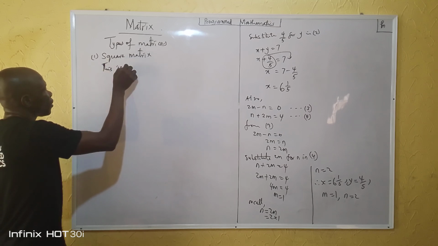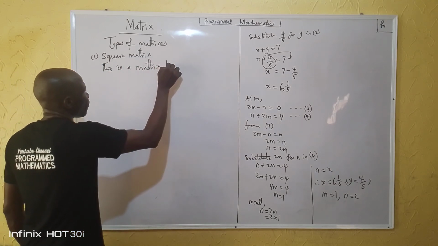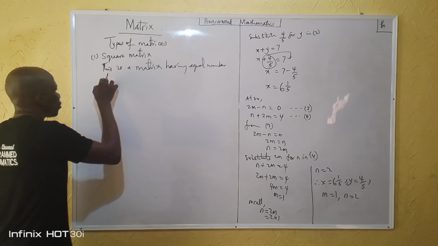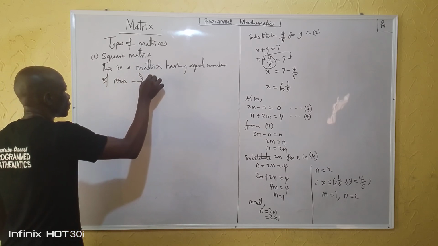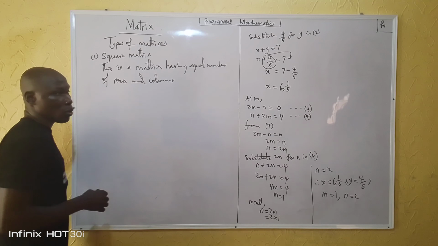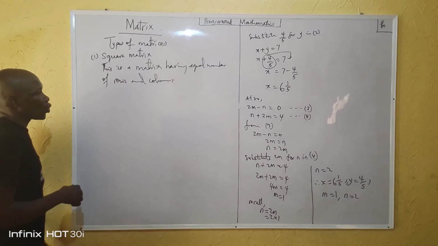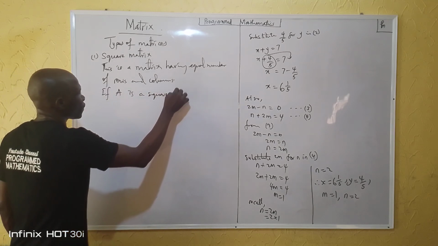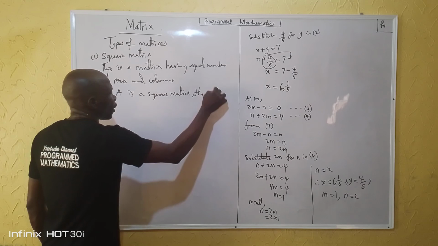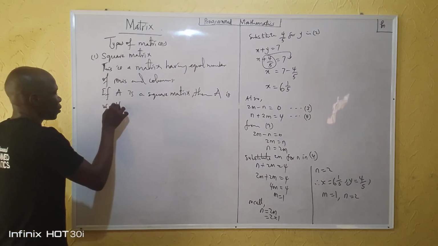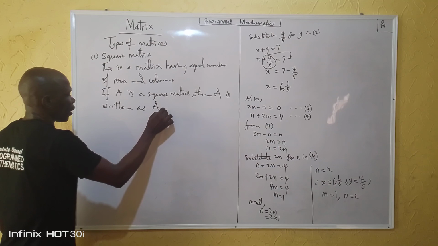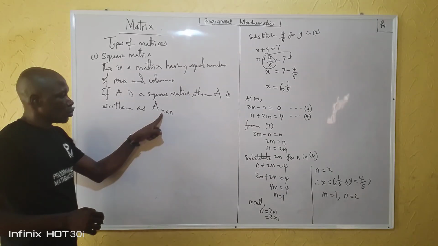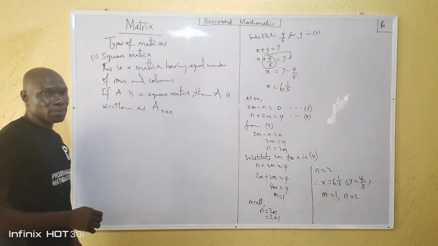Okay, this is a matrix having equal number of rows and columns. Equal number of rows and columns. Okay? So if A is a square matrix, then A is written as A n by n. N here represents the number of rows. So you can see now, number of rows, number of columns, they are the same.